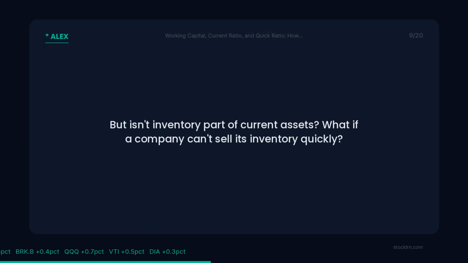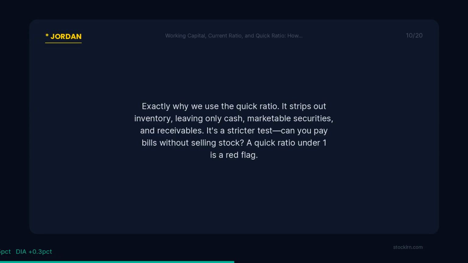But isn't inventory part of current assets? What if a company can't sell its inventory quickly? Exactly why we use the quick ratio. It strips out inventory, leaving only cash, marketable securities, and receivables. It's a stricter test. Can you pay bills without selling stock? A quick ratio under 1 is a red flag.